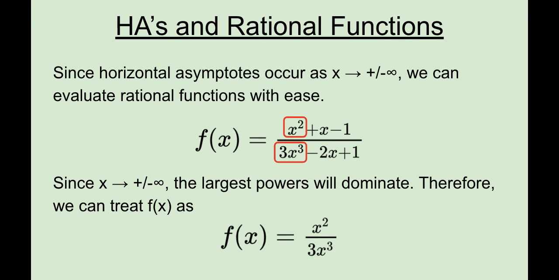So it'll be f of x equals x squared over 3x cubed. I can only do this when I'm looking at the function at infinity, because it's the big numbers. Once I plug in bigger and bigger numbers, the large powers will take over. All right, so make a note of that. You can only do this cool simplification, this dominating idea, when x goes to infinity, plus or minus.